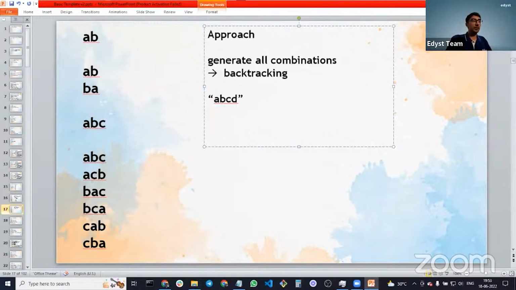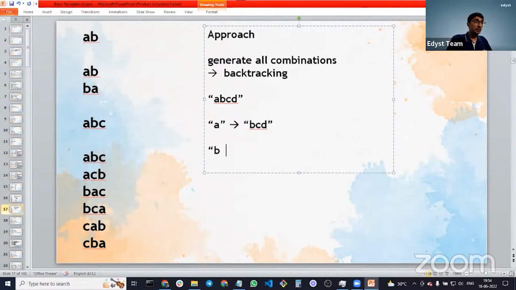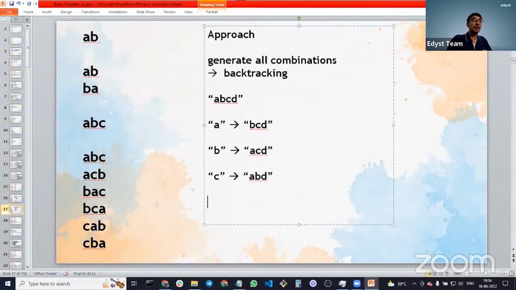What am I going to do? I'm going to say, okay, take A and generate all the substrings of B, C, and D. Take B and generate all the substrings of A, C, and D. Take C, generate all the substrings of A, B, and D. And take D and generate all the substrings of A, B, and C. Yes, there will be 24. You are right. But how am I generating them? I'm always holding the first element and saying generate for the remaining.